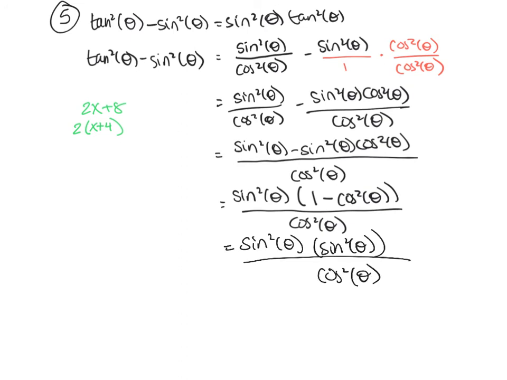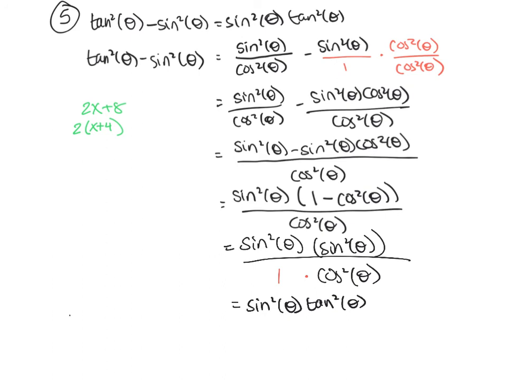cosine squared theta. And just like what we did in problem number 3, I'm going to say that that cosine squared theta is being multiplied to a 1. So what we really have is sine squared theta times sine squared theta over cosine squared theta, which is tangent squared theta. We did it! Yay! Proud of us.